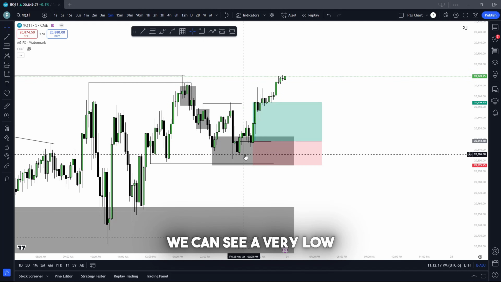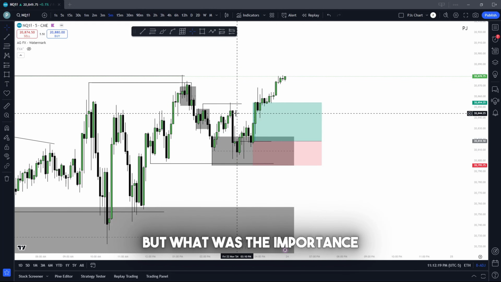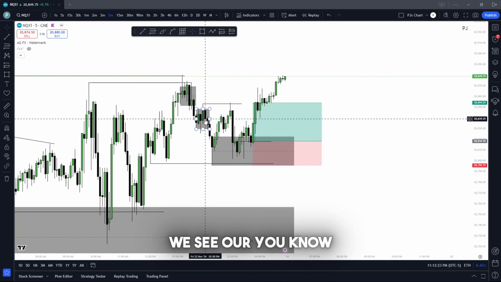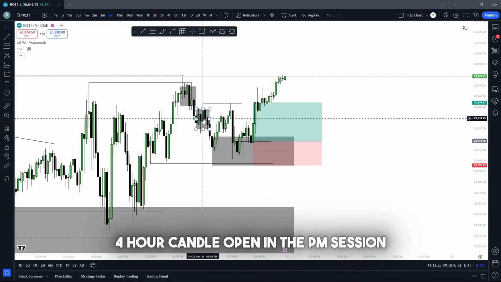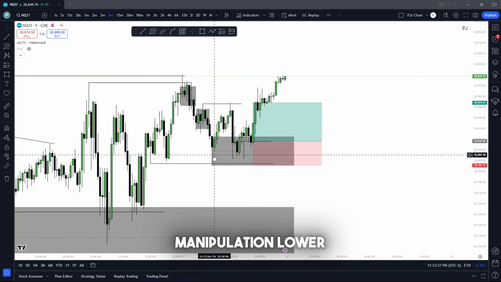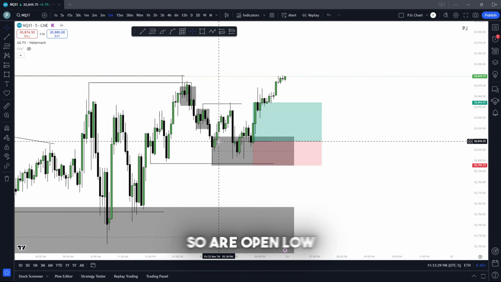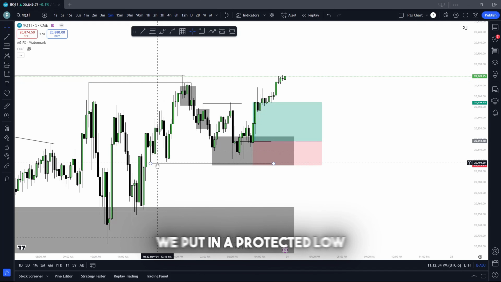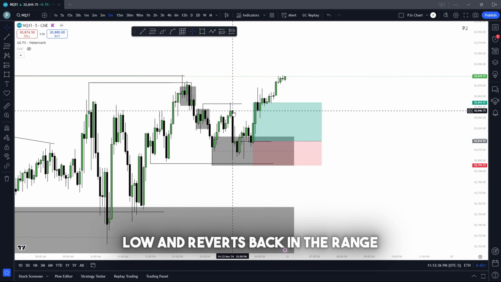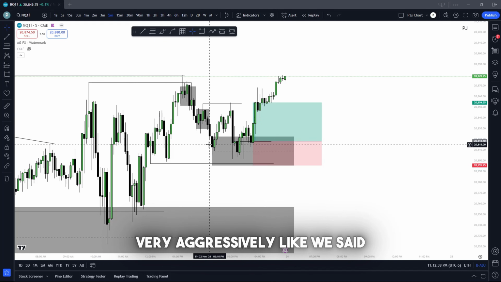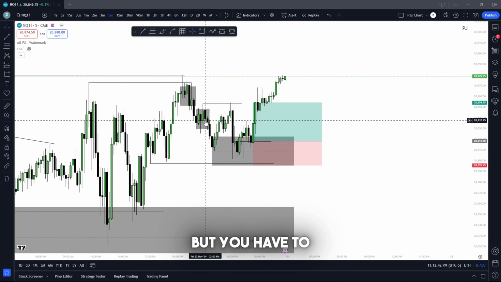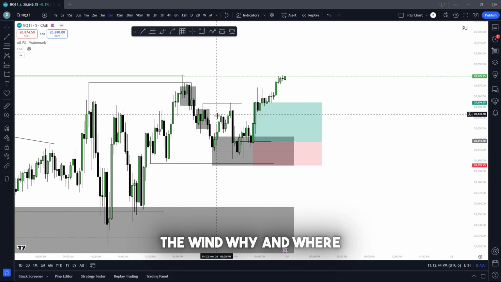We can see a very low RR trade for me here, but what was the importance was the probability of it hitting. We see our new 4-hour candle open in the PM session, manipulation lower, so our open low, followed by a high close. We put in a protected low that sweeps out a low and reverts back in the range very aggressively. Like we said, it's not going to be every low that takes out a low and moves higher, but you have to understand the narrative, the when, why, and where.